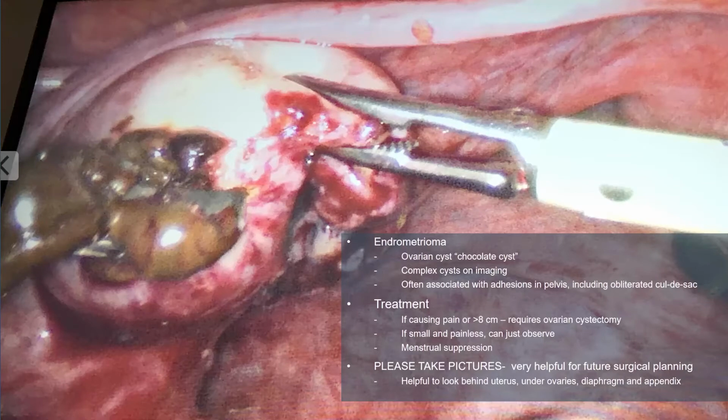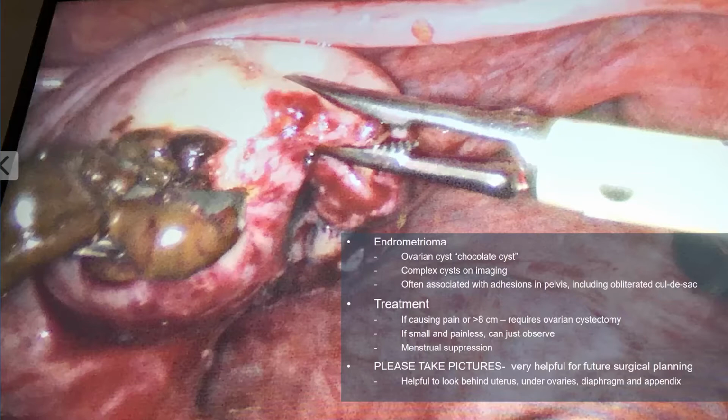This, with this chocolate brown substance coming out, is an endometrioma, also called a chocolate cyst, ovarian cyst of endometriosis. It looks complex on imaging. It's often associated with adhesions in the pelvis, including the obliterated cul-de-sac. If it's causing pain or if it's greater than 8 centimeters, it requires cystectomy. If it's small and painless, you can just observe, and menstrual suppression can often help to prevent it from becoming larger and more painful. Please take pictures.